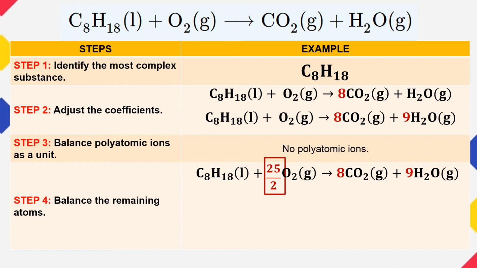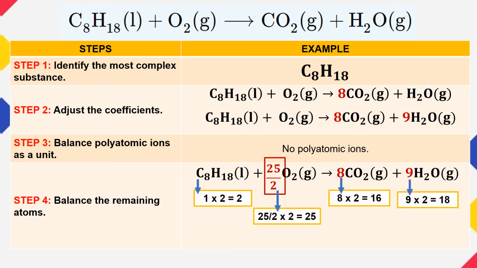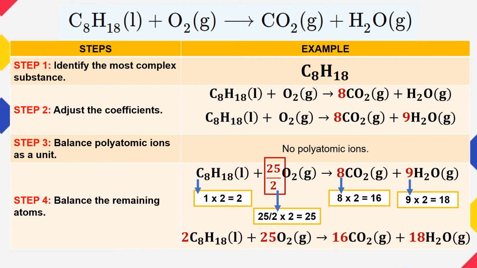We can eliminate the fractional coefficient by multiplying all coefficients on both sides of the chemical equation by its denominator, which is 2. So let's see. 1 times 2 equals 2. 25 over 2 times 2 equals 25. 8 times 2 equals 16. And 9 times 2 equals 18. And let's put these numbers into our chemical equation. You can have this.